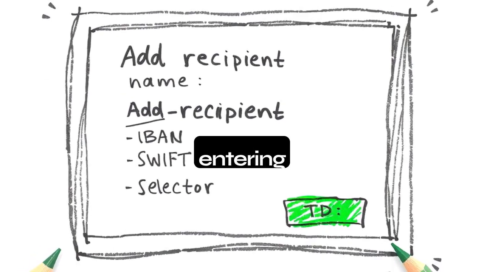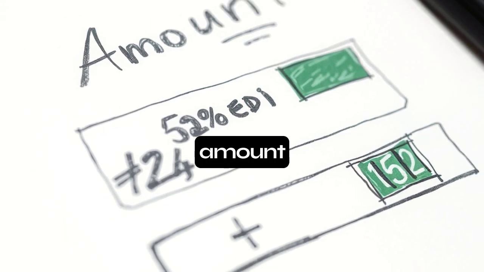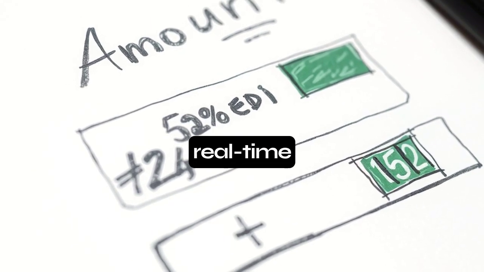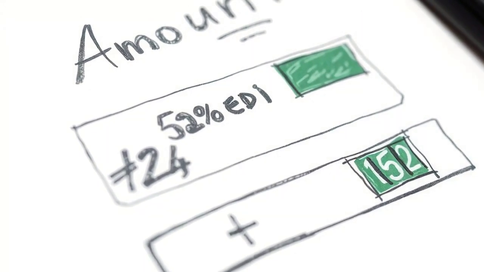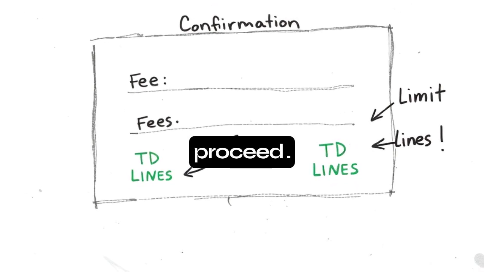Add a recipient by entering their name, bank details, and country. Type the amount and choose the currency. Real-time exchange rates display instantly. You will see transfer fees and limits clearly listed before you proceed.